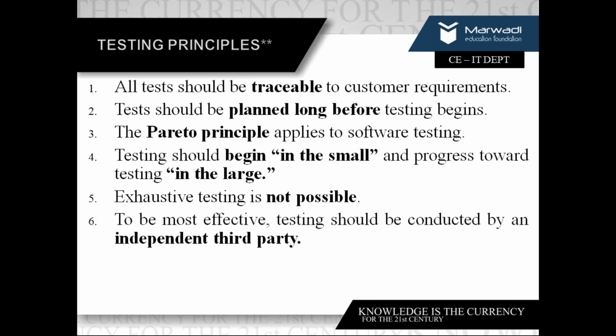Fine. Go through the principles again. First point, traceable. Second point, it should be planned long before. Third point, Pareto principle. Fourth, it should begin in small and progress towards large. Exhaustive testing is not possible, and the most effective testing is conducted by a third party. Mark it as an important question. It can be asked in the paper. When I say paper, it is GTU and you both.